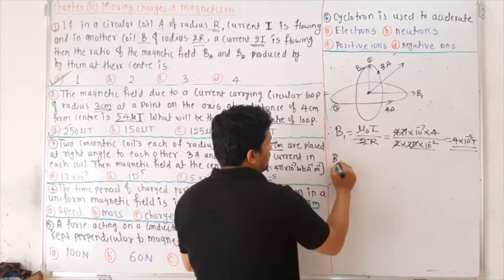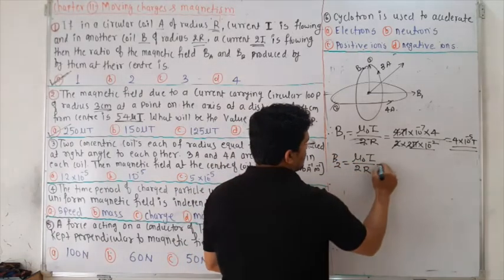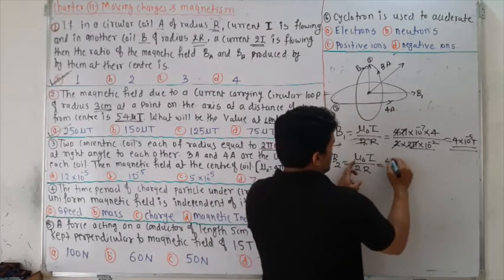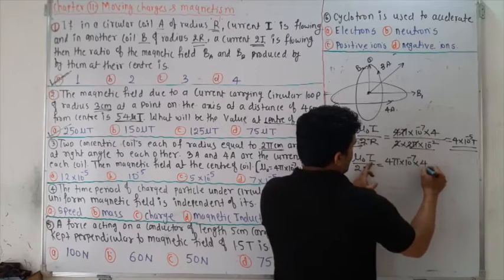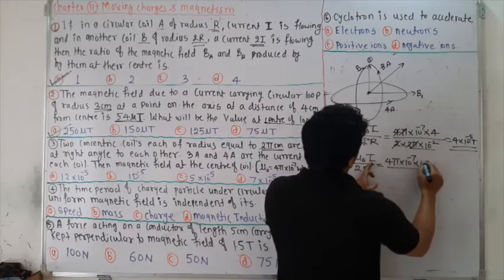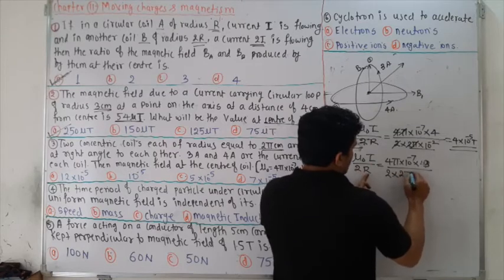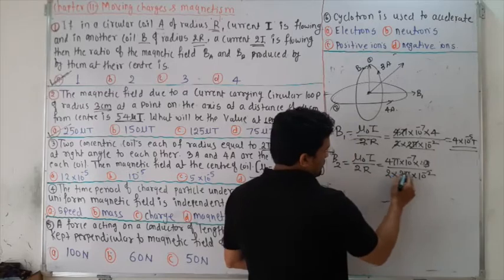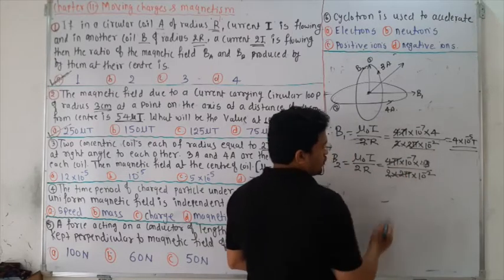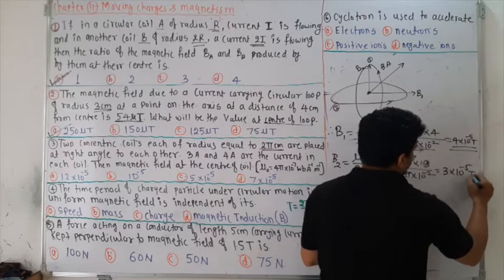Okay, then B2 is also what? Mu naught I divided by 2R for the second coil. So mu naught is 4 pi times 10 to the power of minus 7 multiplied by I. Sorry, for the second coil it is 3 ampere, and then 2 pi into 10 to the power of minus 2 itself. So this is 4 pi and then 4 pi cancel out. Okay, so left is what? 3 into 10 to the power of minus 5 Tesla.